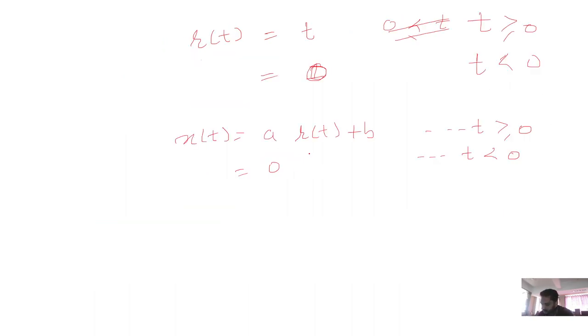Okay, and what this a and b is going to signify: a is the slope and b is going to be the intercept, for us on the y axis. Okay, so what does it mean? Let me write down this equation over here. x of t is a of r of t plus b. Let me take an example. First example, x1 of t is going to be 2 r of t.